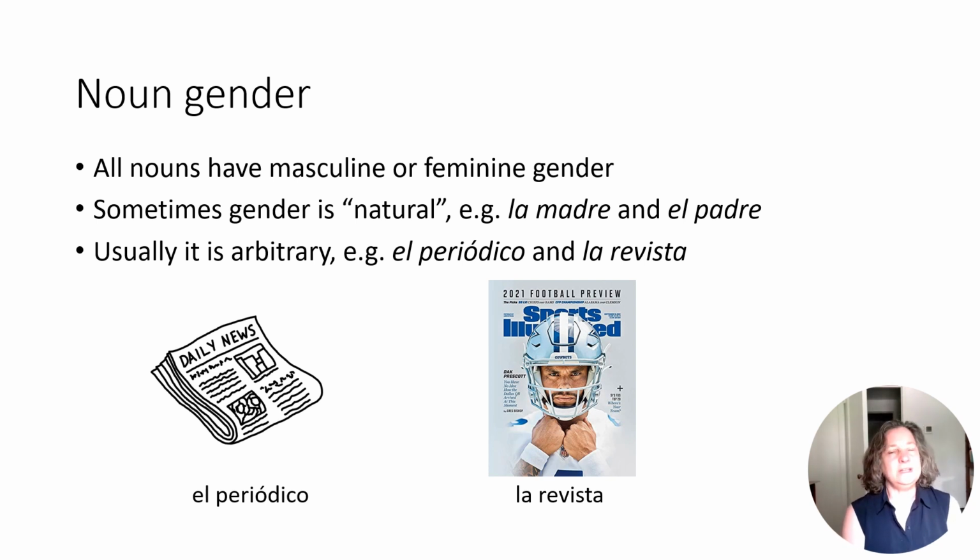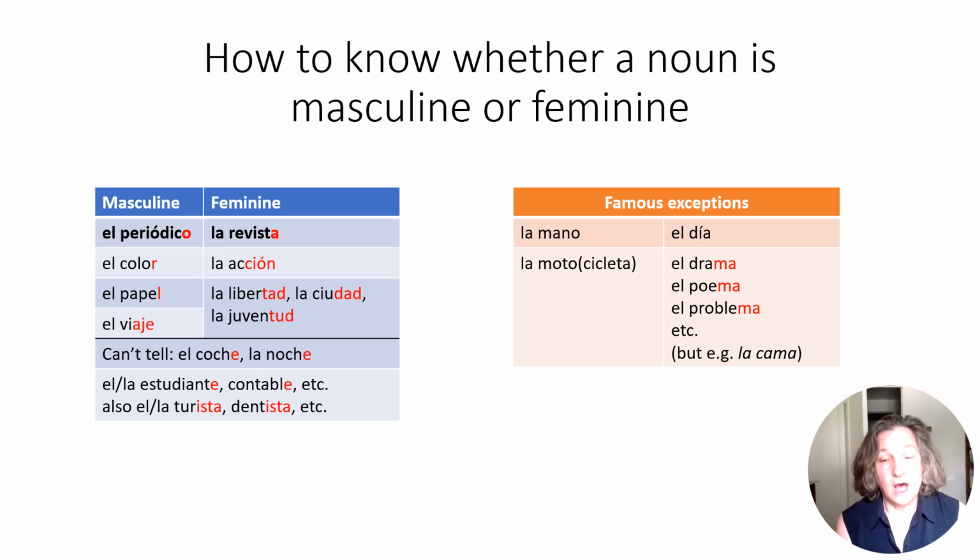Noun gender is one of the fundamental features of Spanish. Every noun is either masculine or feminine, and sometimes this is obvious and natural, like la madre, feminine, and el padre, masculine. But in most cases, the gender of a noun is arbitrary. I mean, why should a newspaper be masculine and a magazine feminine? But you can tell that they are because of the final O on periódico and the final A on revista. These are the most common types of evidence that a noun is masculine or feminine.